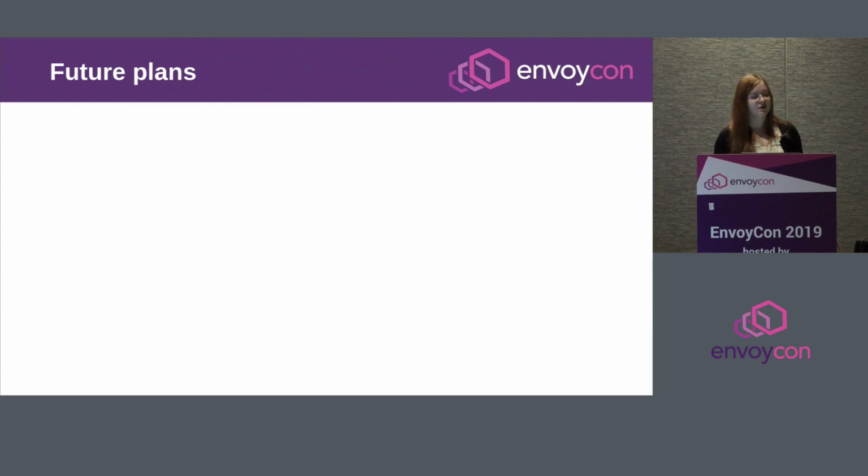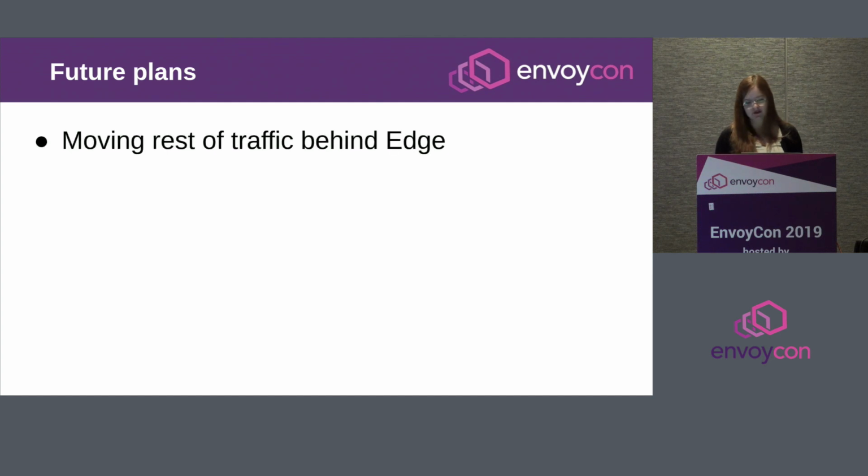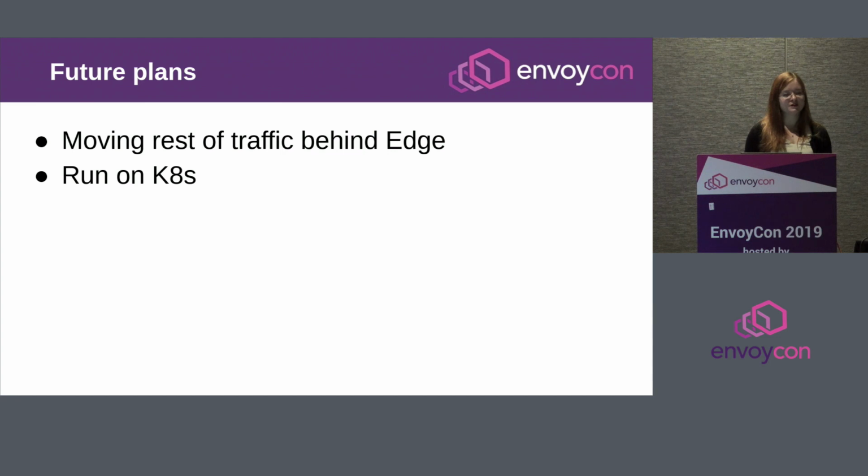So far we have just migrated HTTP and HTTPS traffic, but we have lots of things planned ahead, and the main task for us is to move the rest of traffic behind edge or the new perimeter, which entails RPC and persistent connections. We would also like to run our systems on Kubernetes, as Spotify is moving towards ephemeral infrastructure to reduce the cost and maintenance load.